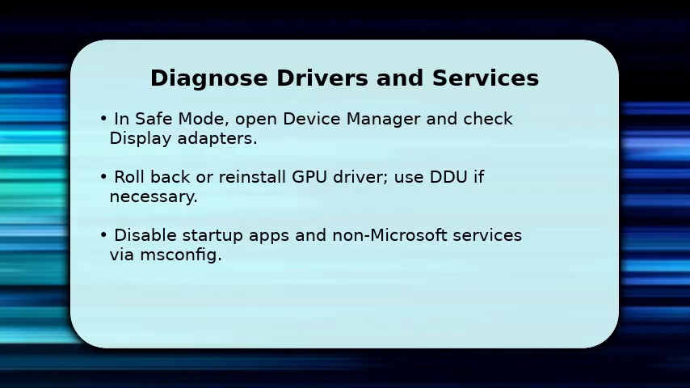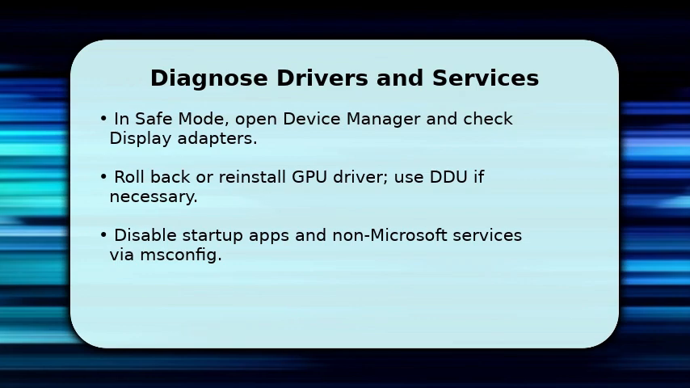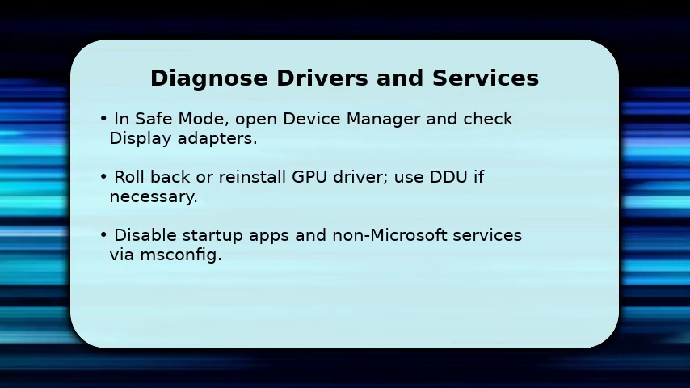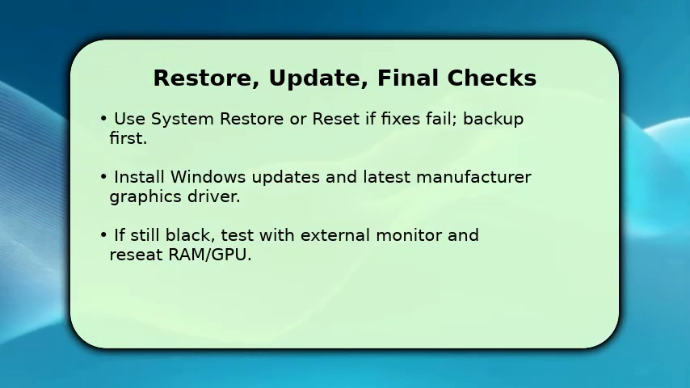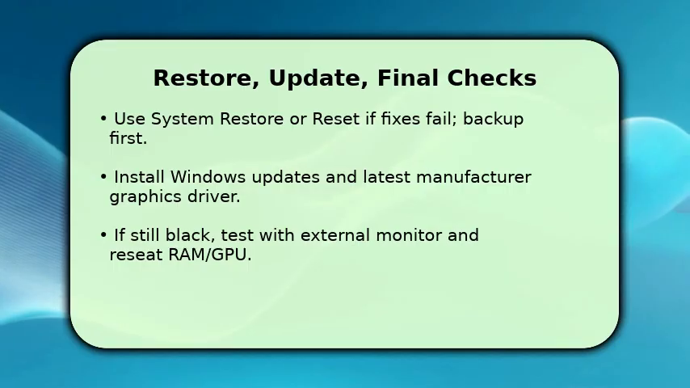Next, run msconfig to disable non-Microsoft services and use the Task Manager Startup tab to turn off suspicious apps. This narrows down whether a background service or startup app is the cause. To finish, apply System Restore to a point before the issue, or perform a Windows reset while keeping files if diagnostics fail, but back up important data first.